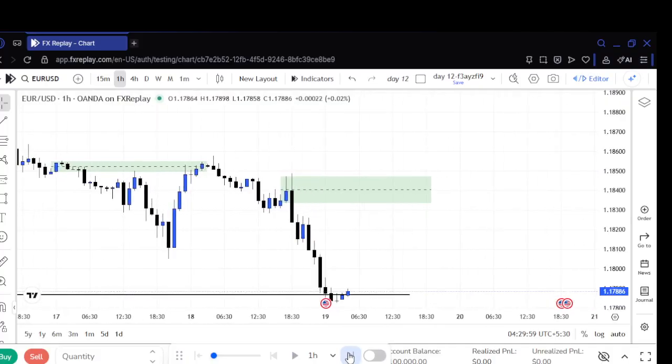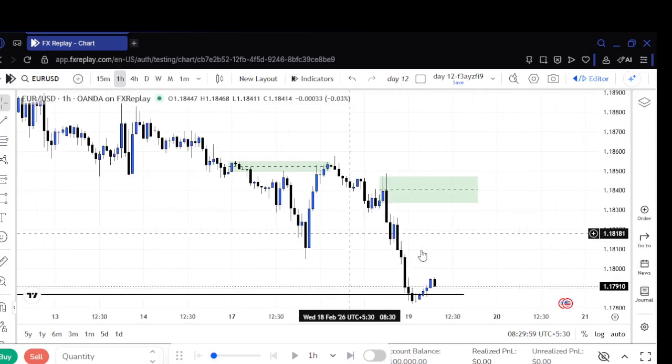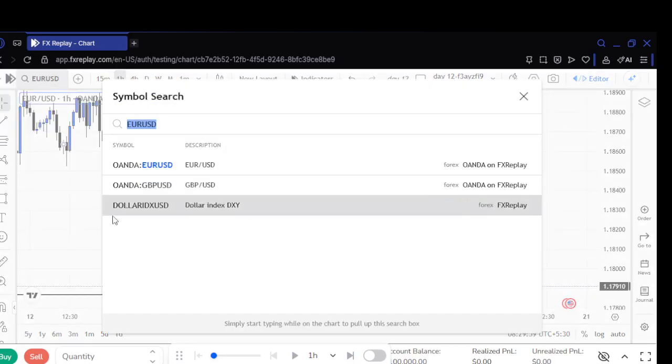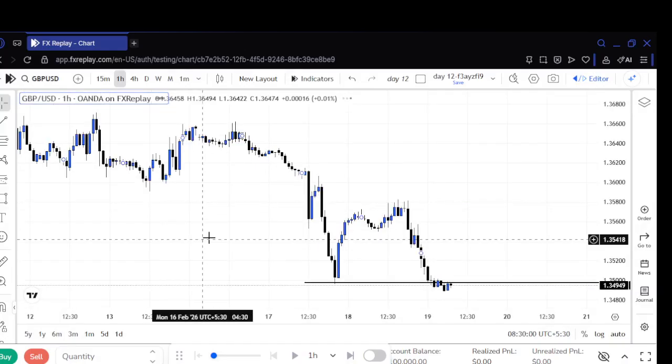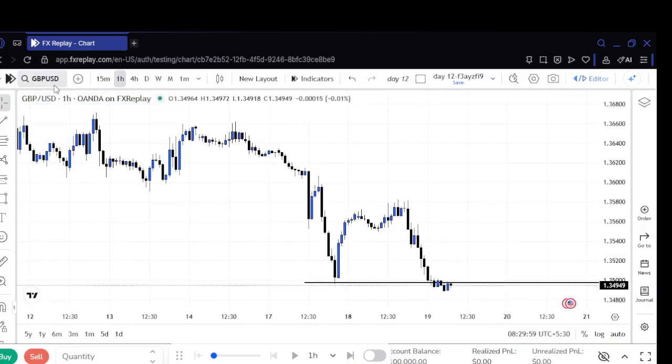Okay, it has taken the liquidity. As I said, it has taken the liquidity. In GBP also, I think it's going to take. It has taken the liquidity. Yeah, it has taken the liquidity in DXY.